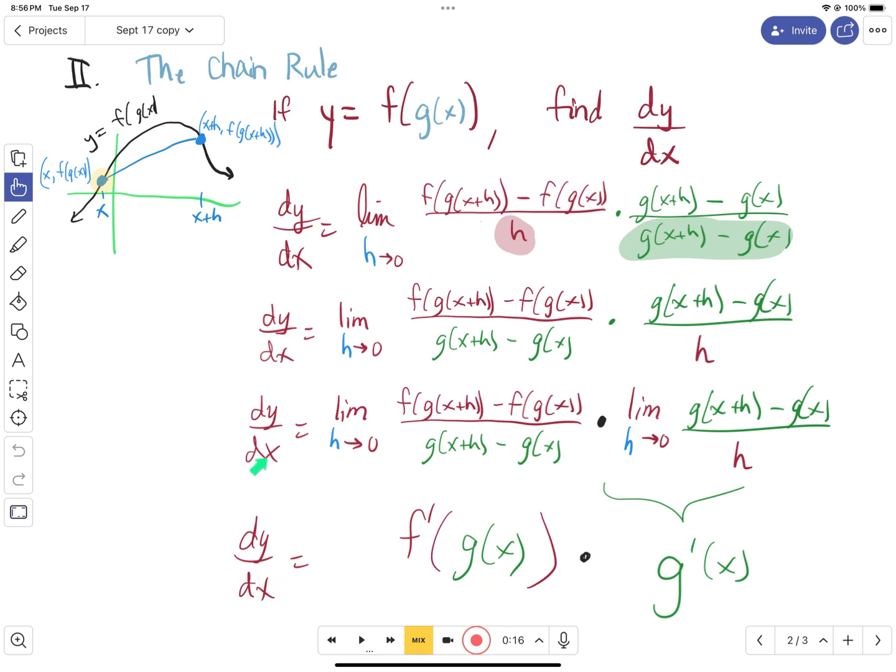The derivative of a composition of two functions is the derivative of the outside function multiplied by the derivative of the inside function, the chain rule.